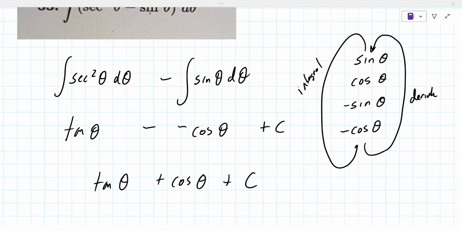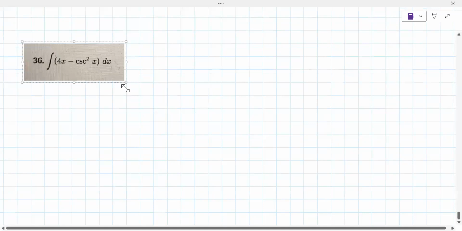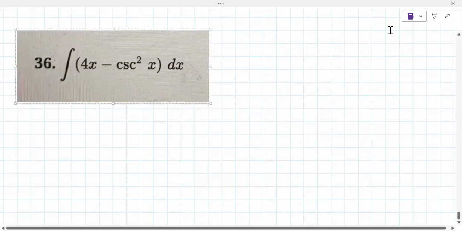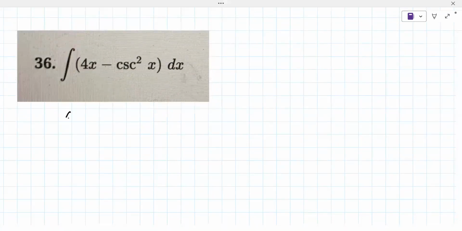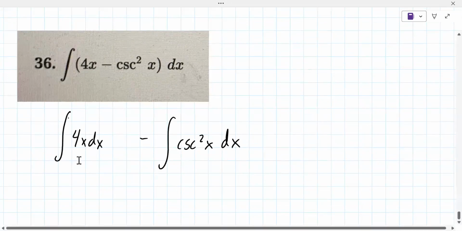You're kind of limited on what they can ask you to do because you don't know enough to do many of these. Right now you're in this place in the course where they're trying so hard to give you problems that you can do, but they all go back to something in your book, in your table. It's like 36, the integral of 4x dx minus the integral of cosecant squared x dx. What would the one on the left be?